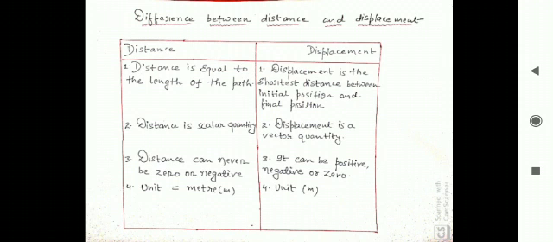So today we are going to start the topic difference between distance and displacement. Yesterday we had completed the concept of scalar quantity, vector quantity, what is kinematics, what is motion and what is rest. And in the previous lecture we had completed how to find the distance traveled by the body, and the displacement, which is the shortest distance between the initial and final point.